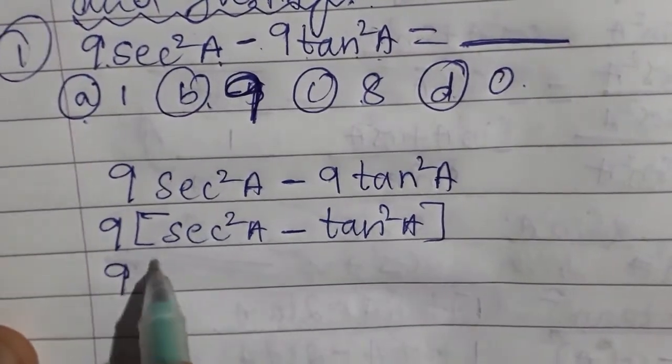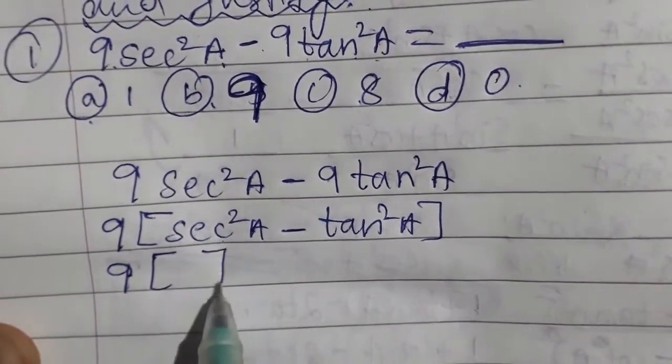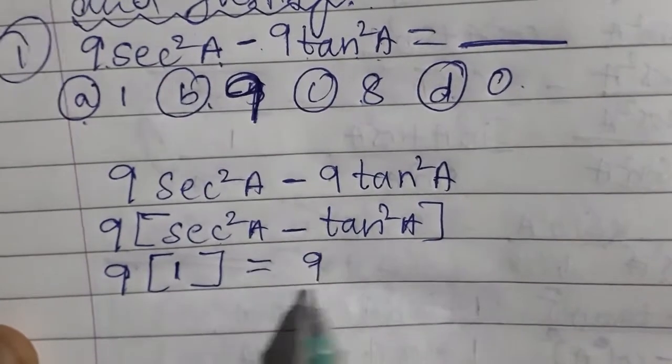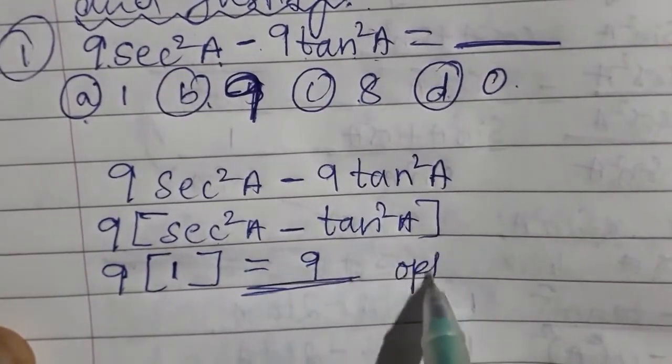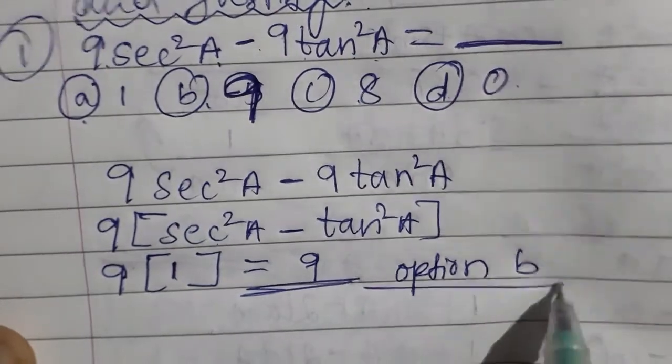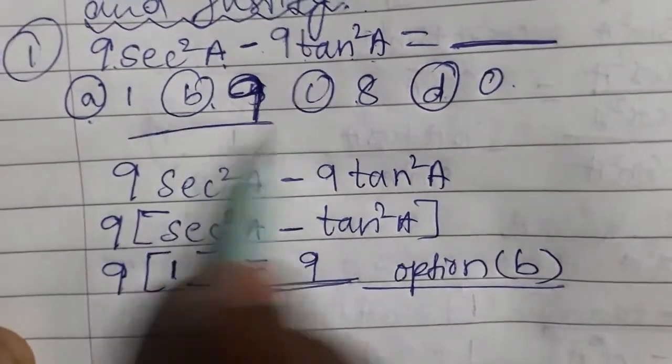So what will I do? 9 into secant square A minus tan square A, definitely I can write it as 1. 9 ones are 9. So which option? Option B is the correct answer.